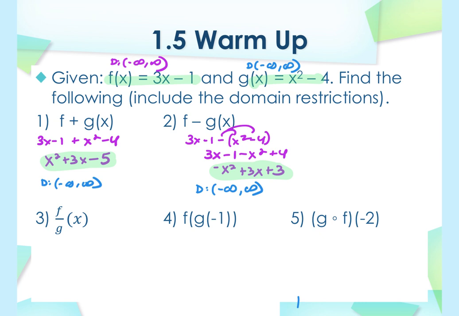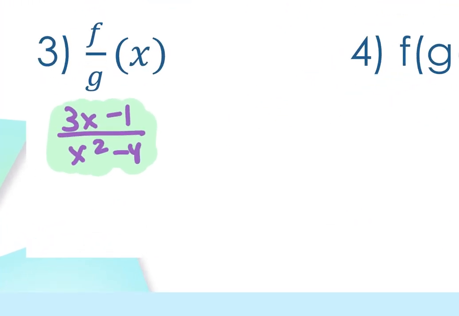Then I get to f over g. With f over g, I'm putting f over g. There's no simplifying needed, okay? Is there a new restriction brought in this time? Yeah, what's happening? Good. So our x squared minus 4 cannot equal 0, which means x cannot equal negative 2 or positive 2.